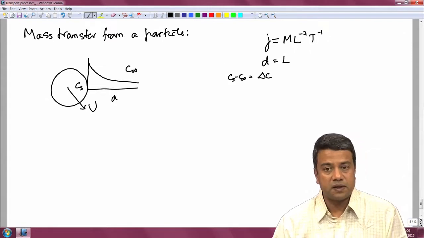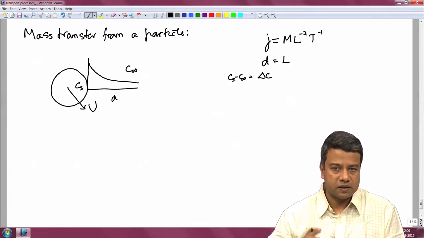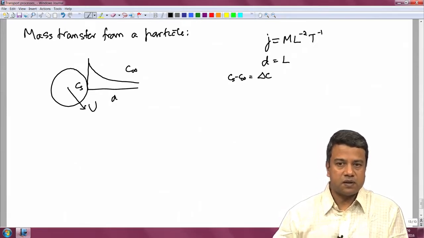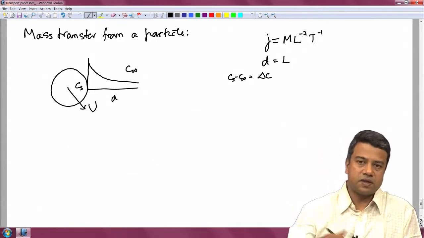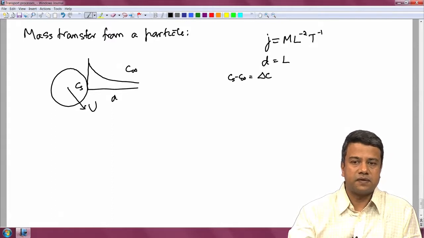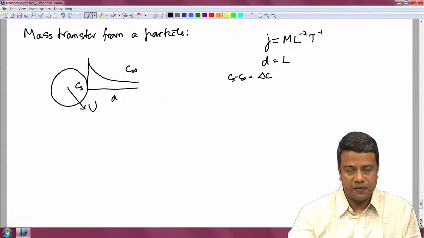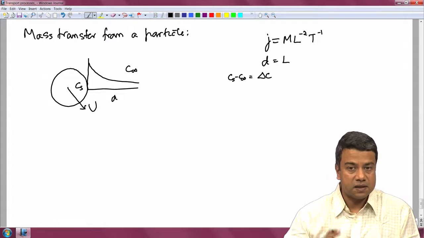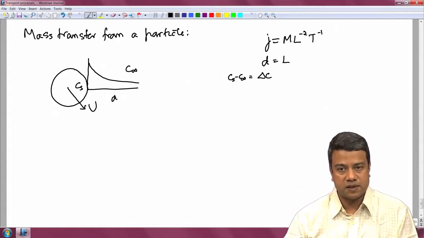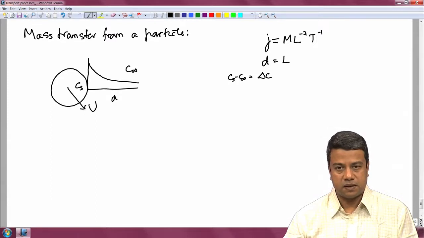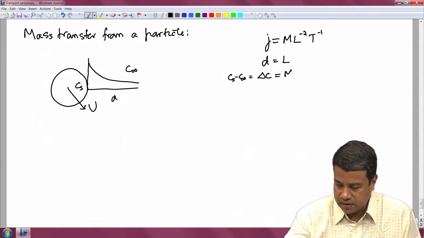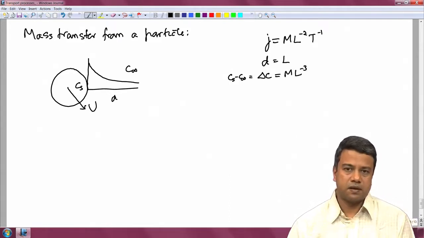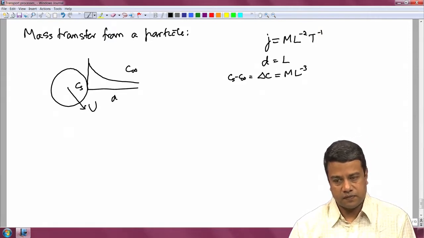In this particular case, it should be noted that what I mean by concentration is the concentration of water in the gas phase on the surface of the droplet. So, it is not the concentration within the liquid. We assume that the liquid at the surface is in equilibrium with the gas phase at the pressure which corresponds to the saturation pressure. So, what we mean here is the concentration in the gas phase at the surface, the equilibrium concentration which is given by thermodynamic relations. So, this has dimensions of mass per unit volume. Concentration has dimensions of mass per unit volume.